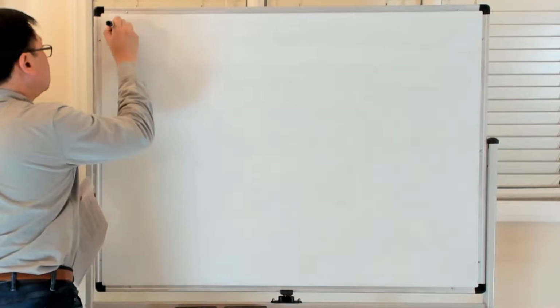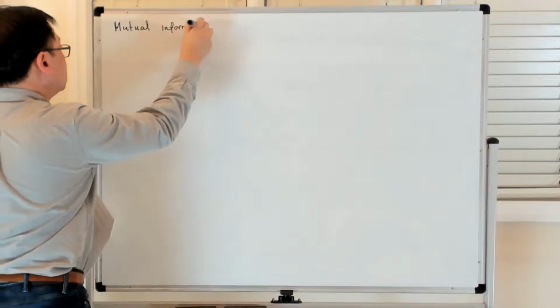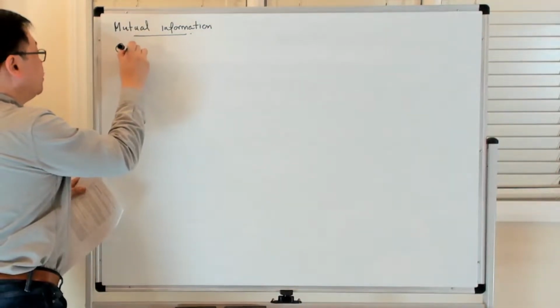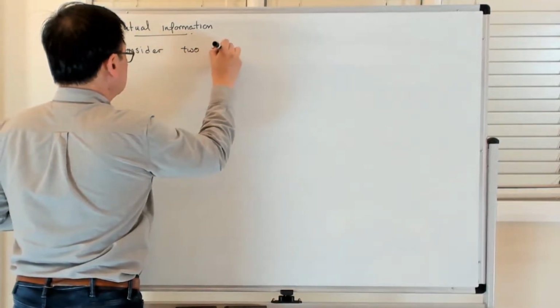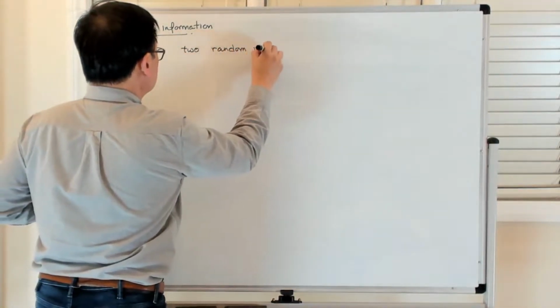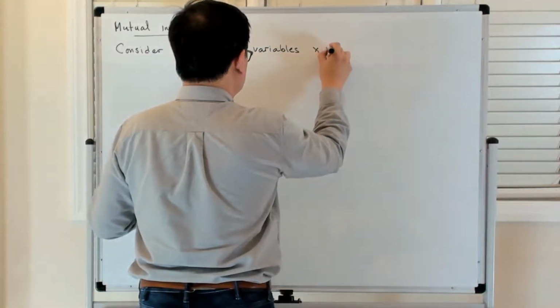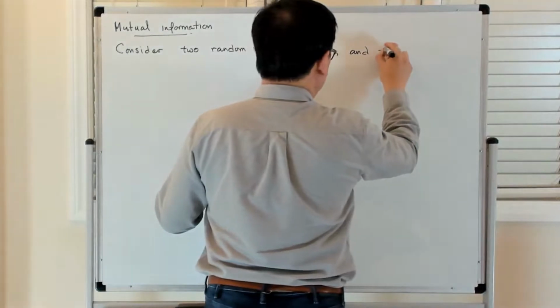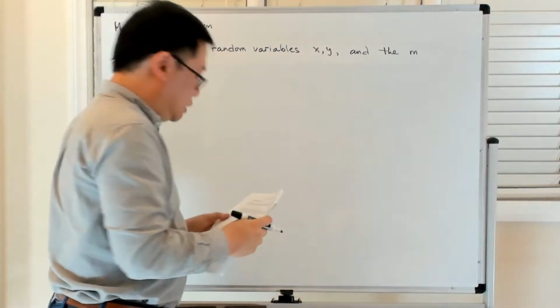All right, so now we're going to talk about mutual information. Let's consider a situation with two random variables. Let's denote them by x and y. And the manifold consists of all probability distributions on this joint set of random variables.